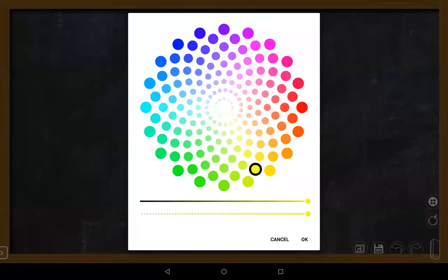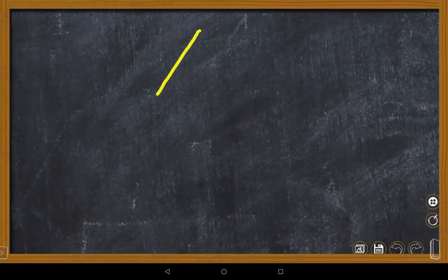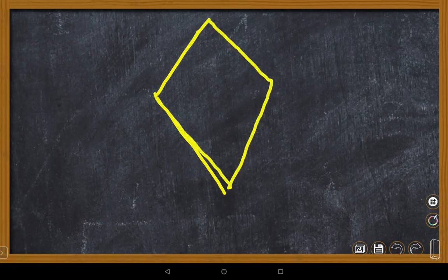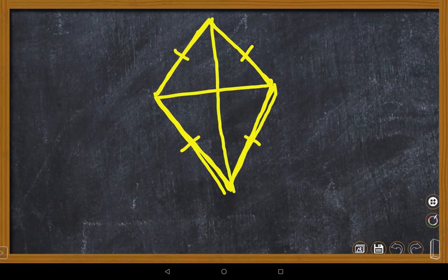How does a rhombus look, children? Ma'am, it's like a square, but all sides are equal and the diagonals are not equal. It looks somewhat like a kite, a diamond, like the diamond-shaped sweet you eat. Yes, all sides are equal, and the diagonals bisect each other at 90 degrees.